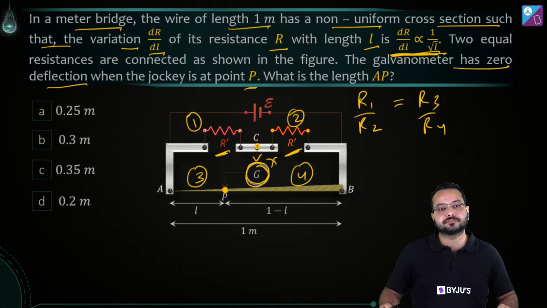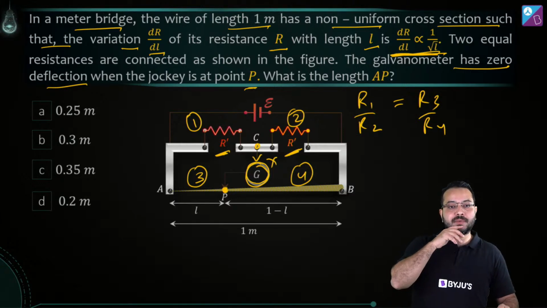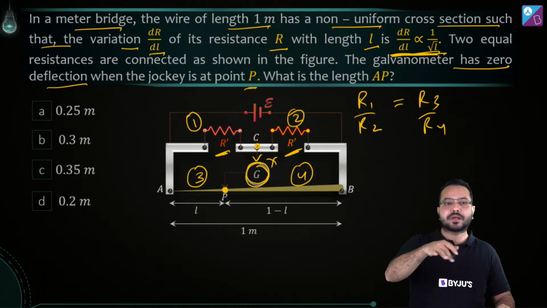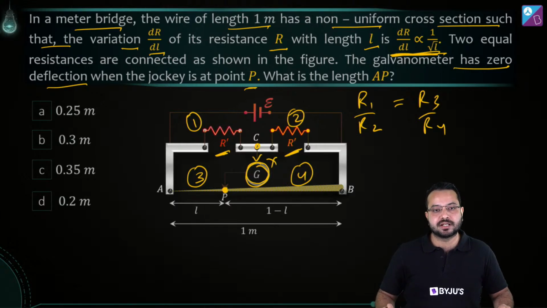Is that correct? Okay. Tanmay is asking about non-uniform potential gradient. We're going to come to that, Tanmay, in just a moment. When we are solving this, we're going to come to that.